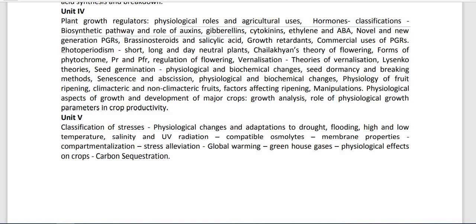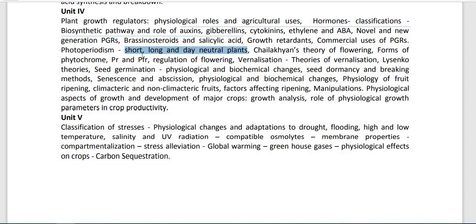So you have to know what growth retardants are and some examples of them. Then coming to the second part, photoperiodism. We can see that there are three types: short day, long day, and day neutral plants. You have to know what short day plants, long day plants, and day neutral plants are, and examples for these three. And who discovered photoperiodism: Garner and Allard.